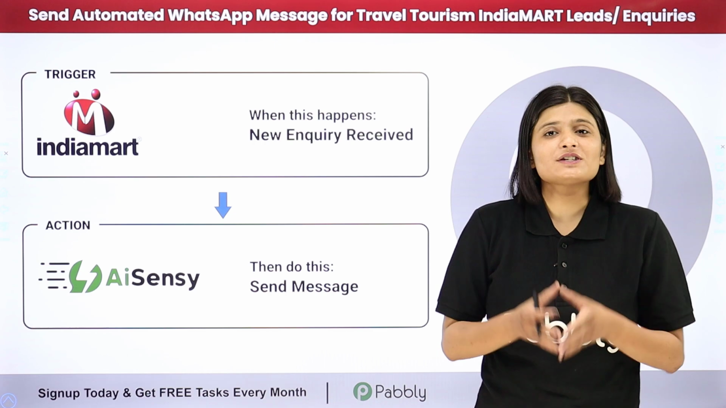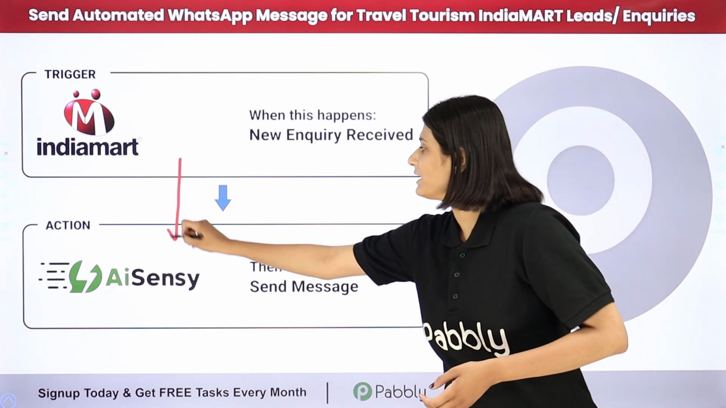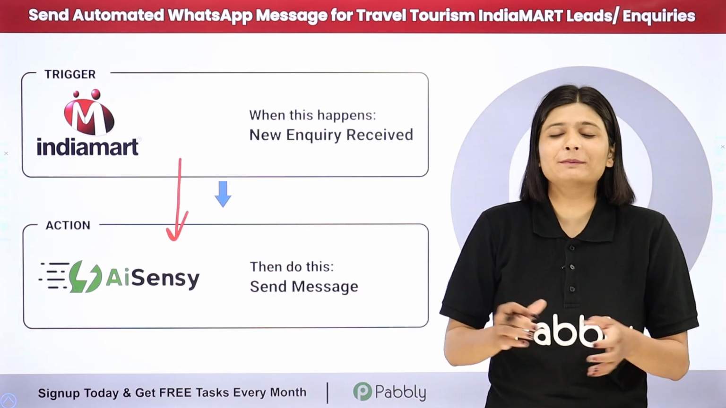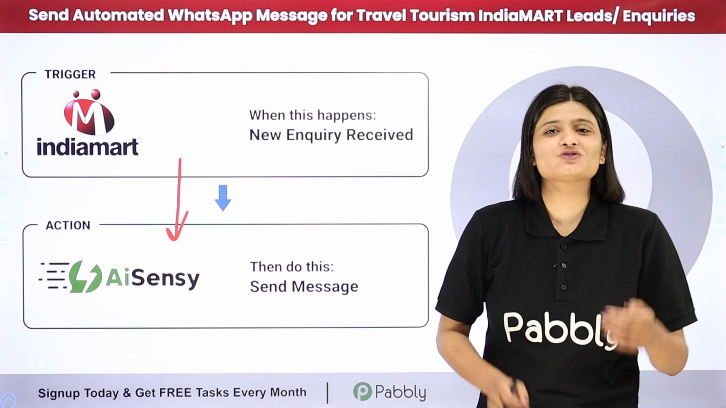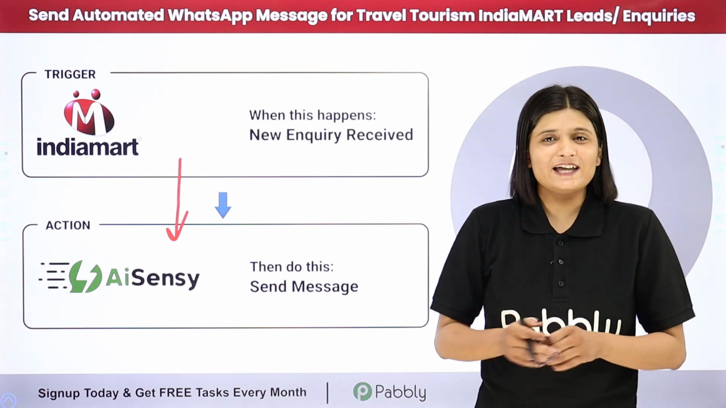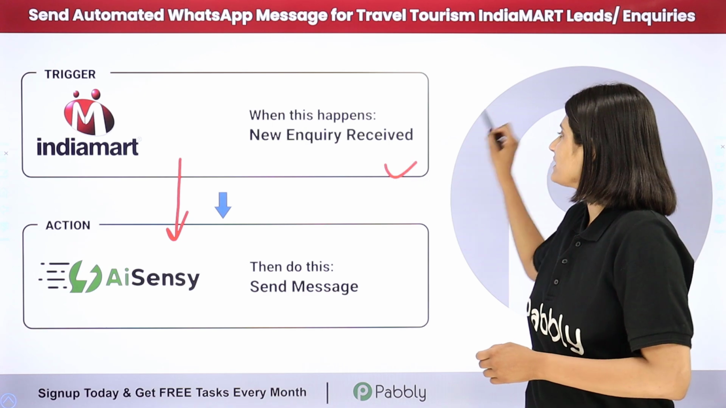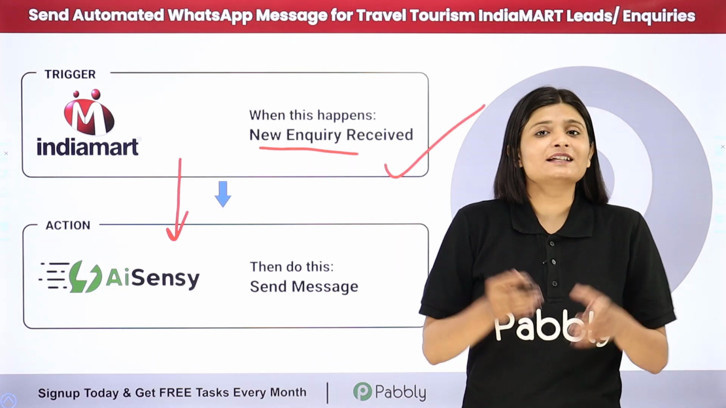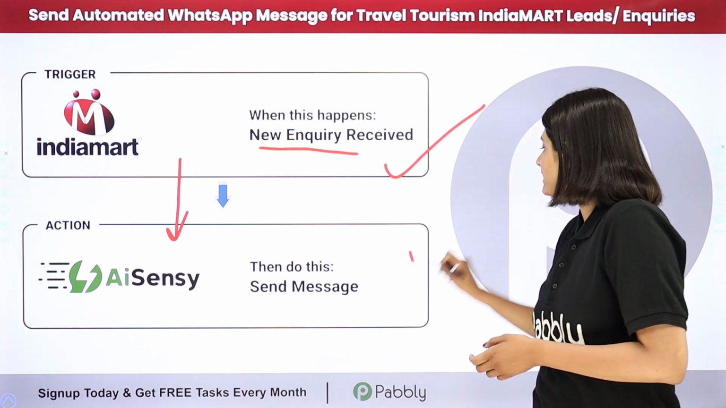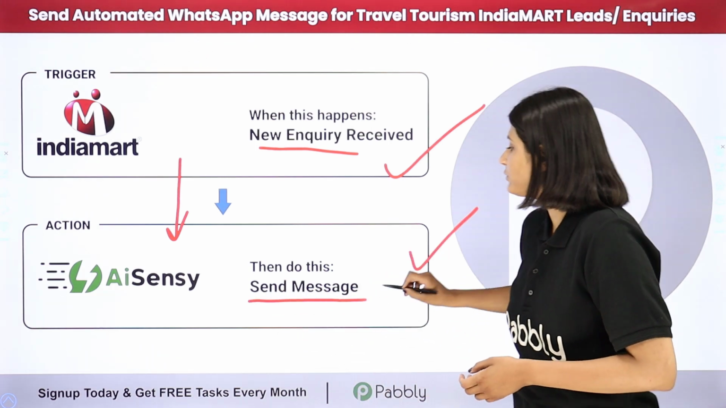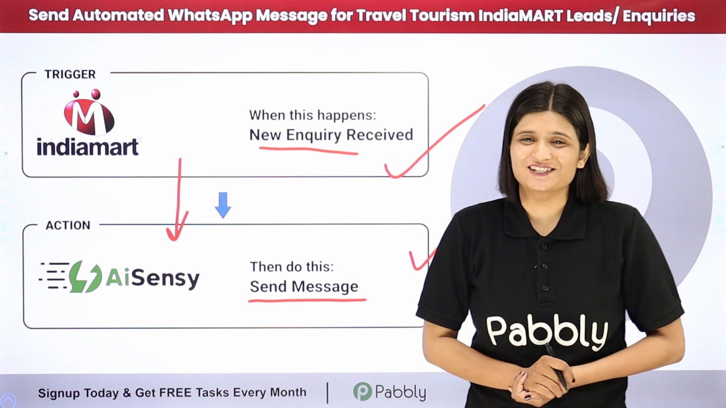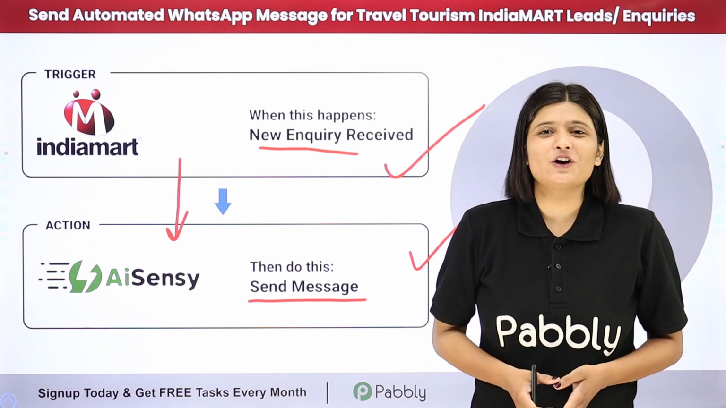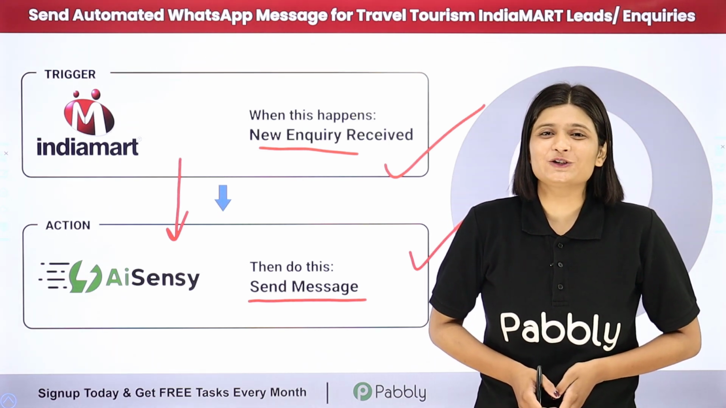Pabbly Connect is an amazing automation and integration software which requires no coding or programming skills. Here I just need to build connection between IndiaMART and AI Sensei. Pabbly Connect runs on two principles, which is trigger and action. Here as my trigger application, I am going to take IndiaMART from where I will receive new inquiry, and then in my action application, I am going to take AI Sensei with the help of which I am going to send this automated WhatsApp message.